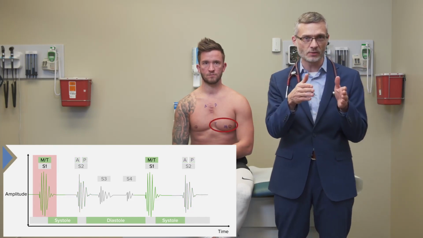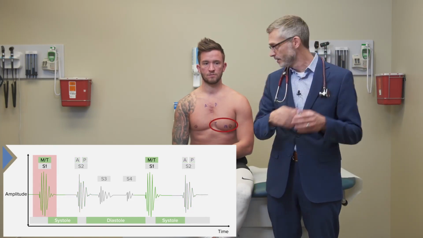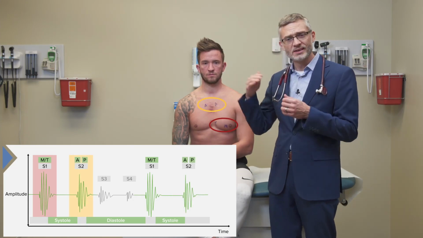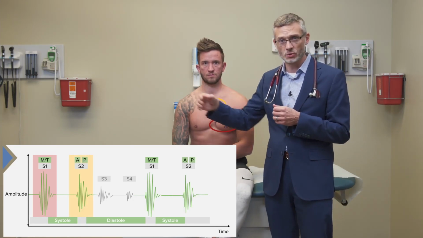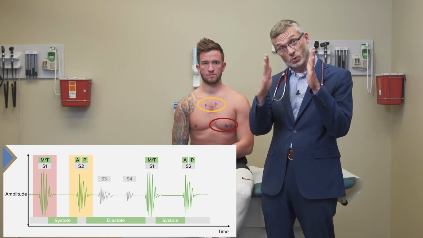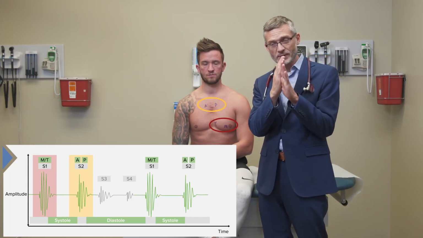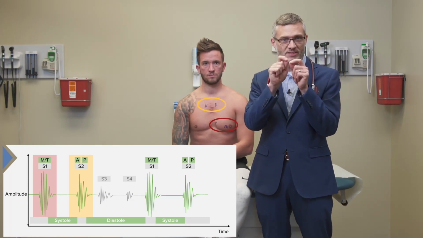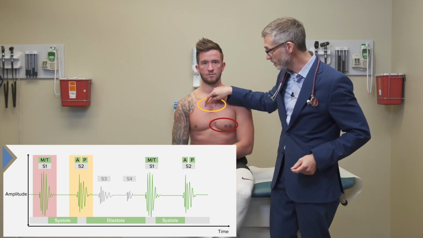So S1 and S2, lub-dub, lub-dub. As we said before, many things are possible, so M and T are the first heart sounds, so that must represent S1, and then A and P represent the second heart sound, S2. These are paired together because they're so closely occurring in space. All we hear is a lub, not two different sounds, just the lub. And then the dub is the A and the P.